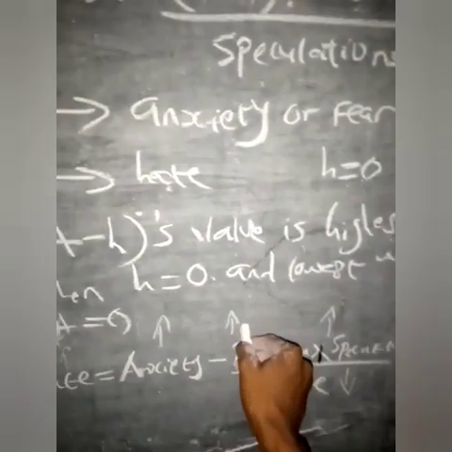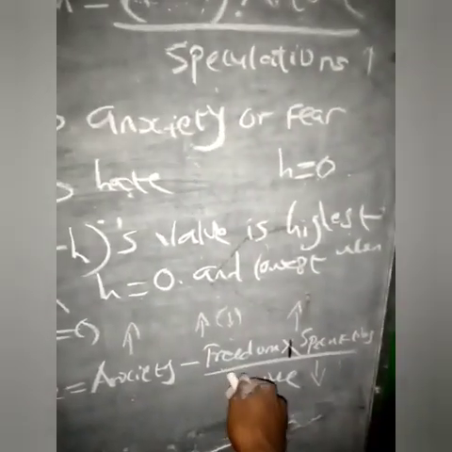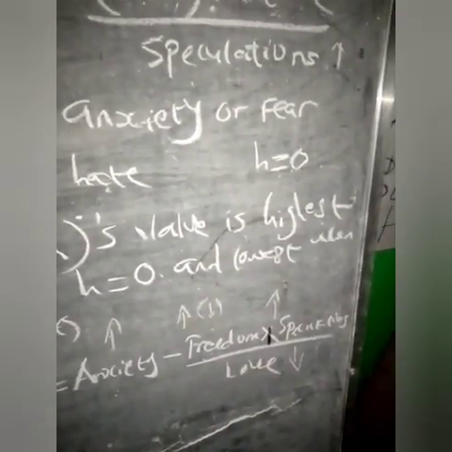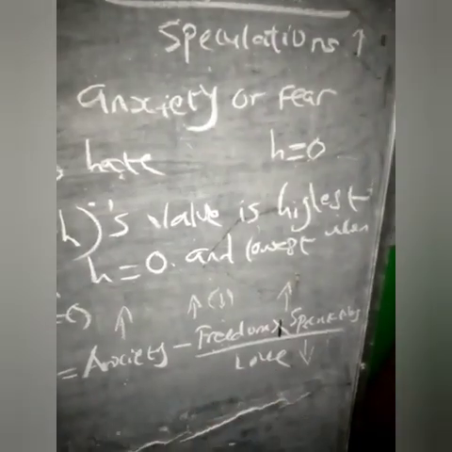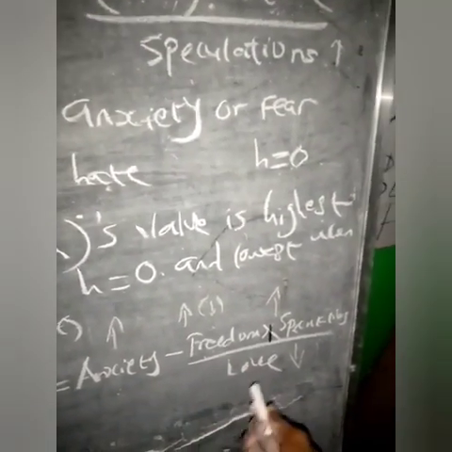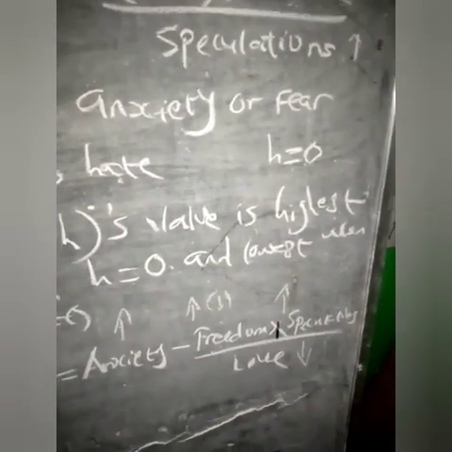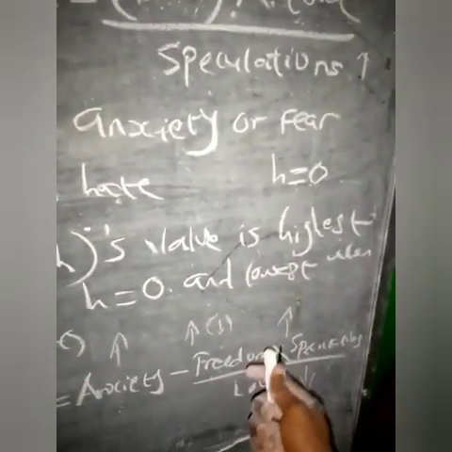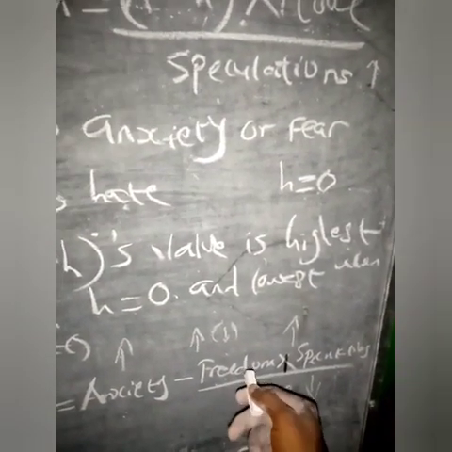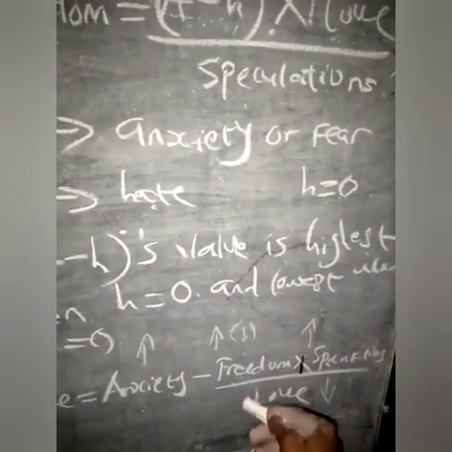What does a decrease in freedom mean? When you're talking about freedom, you're talking about freedom of the mind. So a decrease in the freedom of the mind simply means the mind has to do some kind of thinking, so it is not free. A free mind does not think. A mind that is occupied is one that is not free.